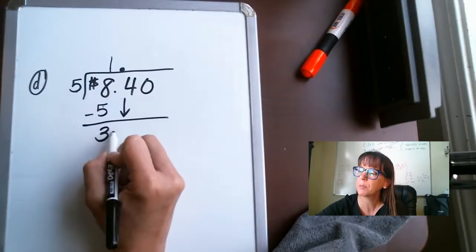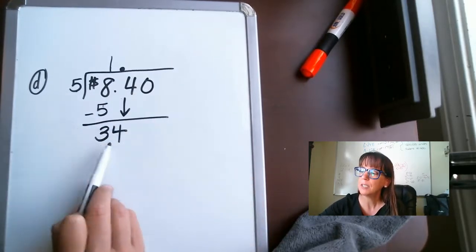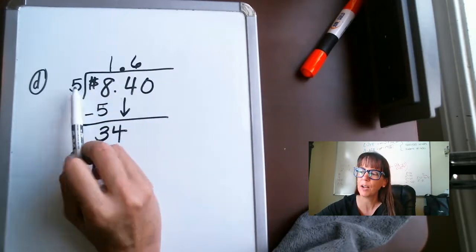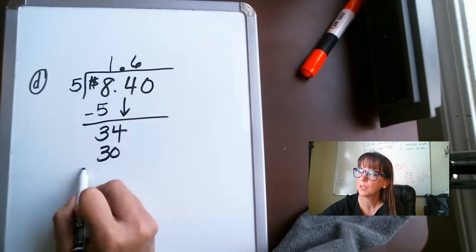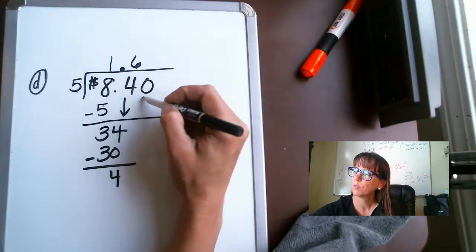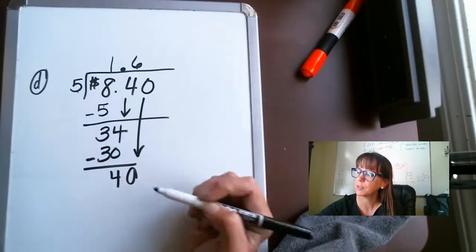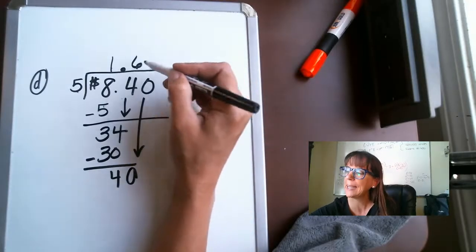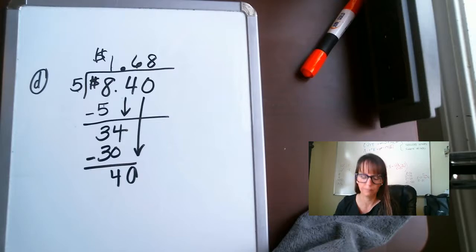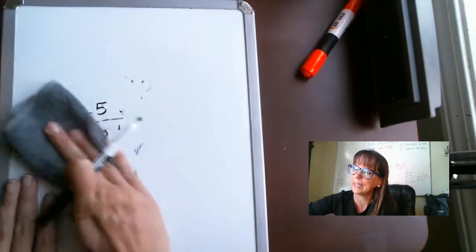And when we subtract, we bring down. 5 goes into 34 without going over 6 times. 6 times 5 is 30. Subtract that, and when we subtract, we bring down, and we get a 0 here. 5 goes into 40 8 times, and there is no remainder. No remainder. Okay, so then let's do E.